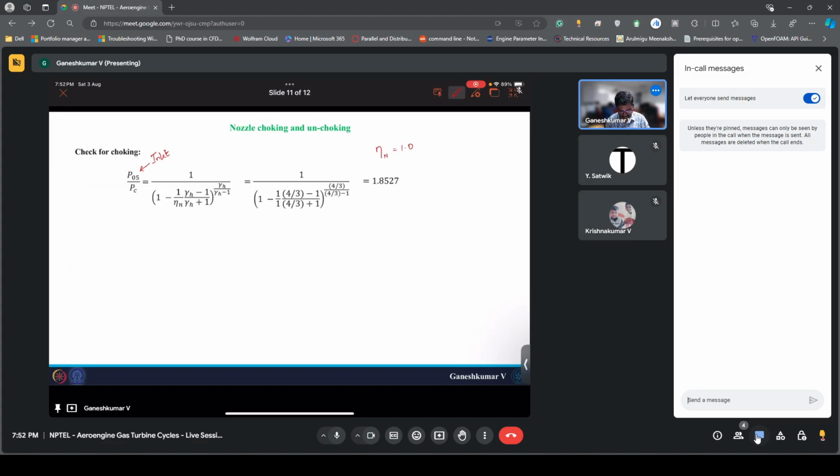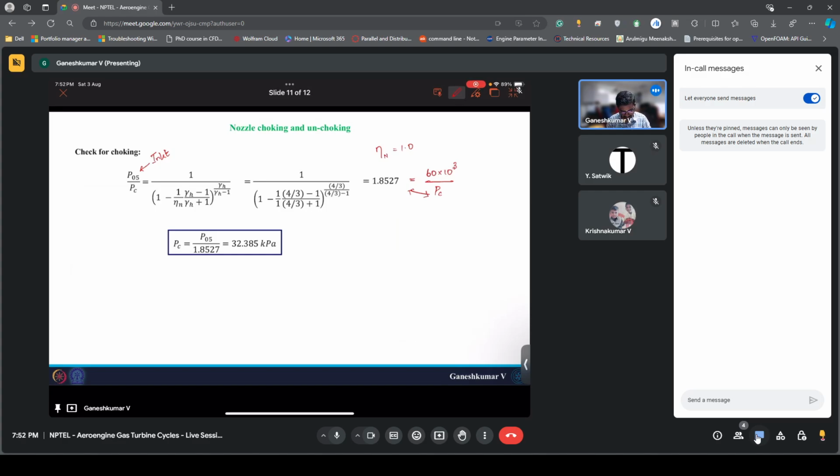Okay, so we know P05, what is P05? It is 60 kilopascal, which is entering the nozzle, divided by Pc. This is what the P05 by Pc ratio is. So what you can do is rearrange this to find Pc. If you do this, Pc would be equal to 32.385.